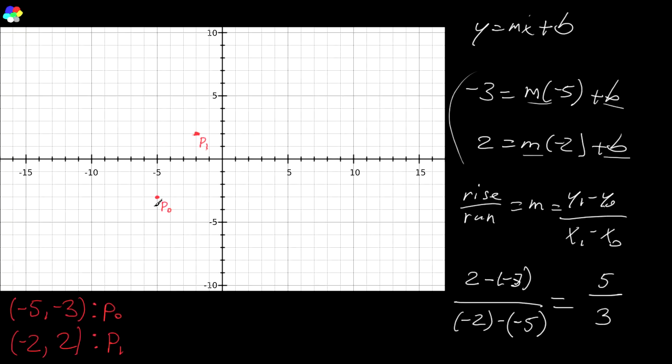So for every 3 we go across, we go 5 up, which is obvious just from these 2 points. We go 3 across, we go 5 up, and we'd be right here, etc. So we have our slope, but how do we calculate the b, the y-intercept? Well, now that we know our slope and we have 2 points, we can plug those all into the equation, get an equation with only one unknown. And then we don't have to worry about this system of equations.